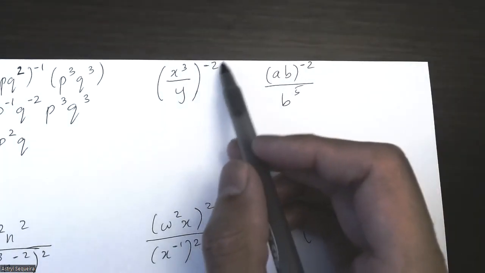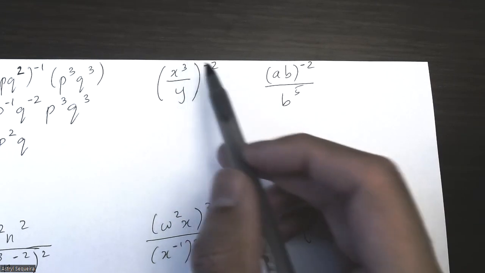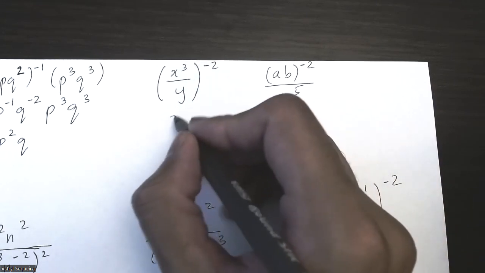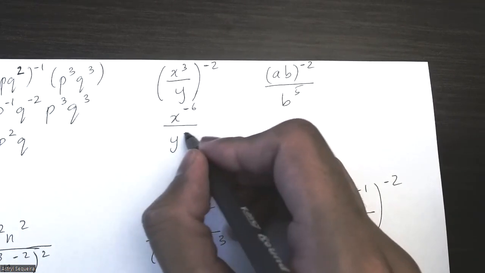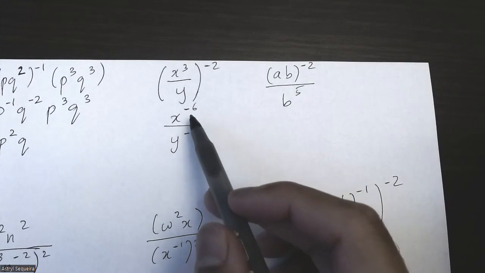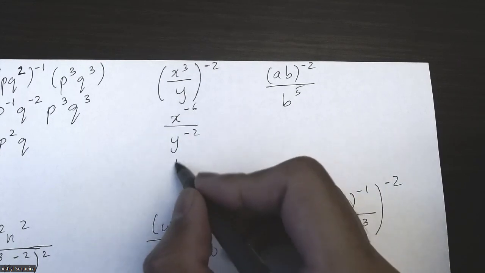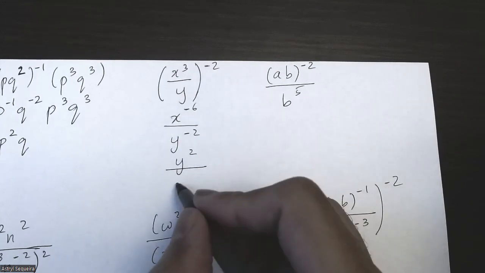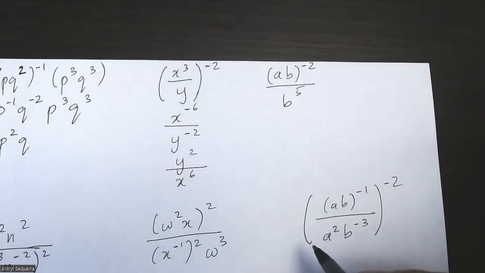Same idea, I'm going to distribute this exponent to the top and the bottom. I'm going to multiply both exponents by negative 2. It's going to become x to the negative 6 divided by y to the negative 2. Now, we're not allowed negative exponents in our final solution. So this x is going to move to the denominator, and the y is going to move to the numerator to make the exponents positive. So my final solution is y^2 divided by x^6.